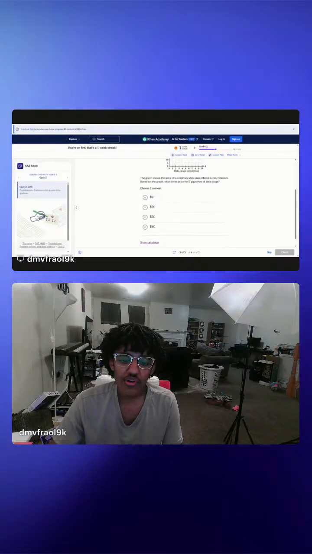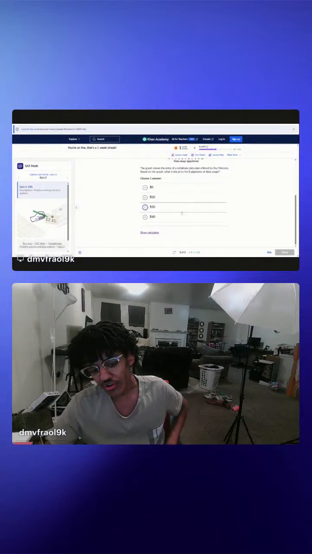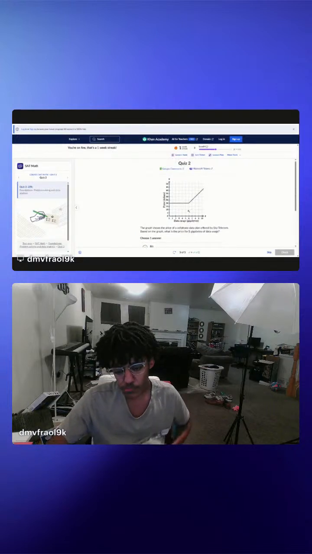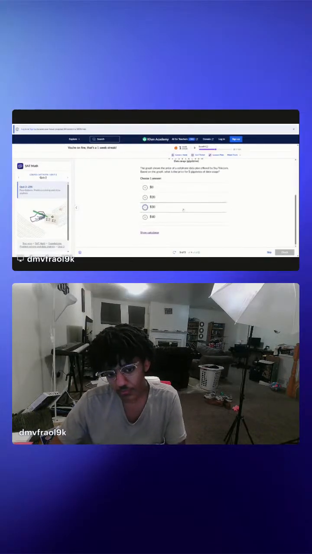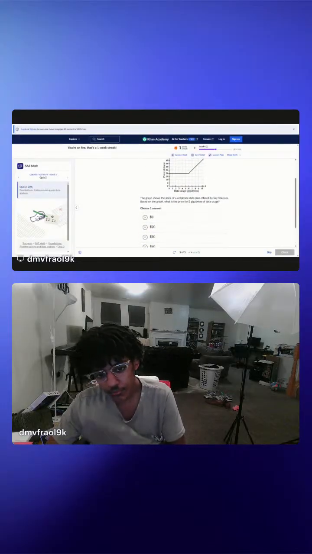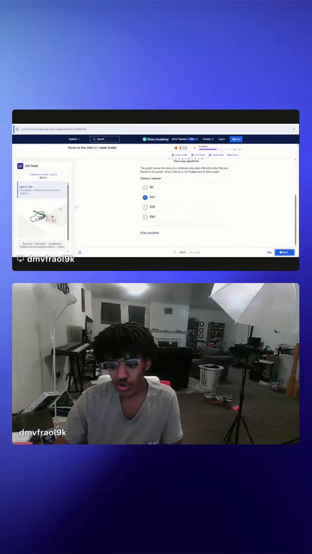The bar graph shows the price of cell phone data plans offered by Sky Telecom. Based on the graph, what is the price for 5 gigabytes of data usage? $0, $20, $30, $40. It's $20.